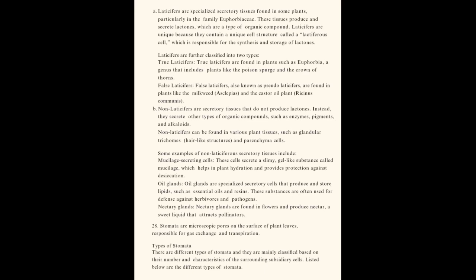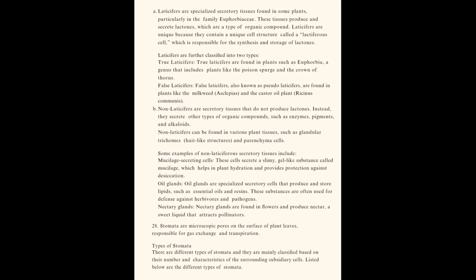Instead, they secrete other types of organic compounds, such as enzymes, pigments, and alkaloids. Non-latecyphers can be found in various plant tissues, such as glandular trichomes, hair-like structures, and parenchyma cells. Some examples of non-latecyphers secretory tissues include mucilage-secreting cells. These cells secrete a slimy, gel-like substance called mucilage, which helps in plant hydration and provides protection against desiccation.